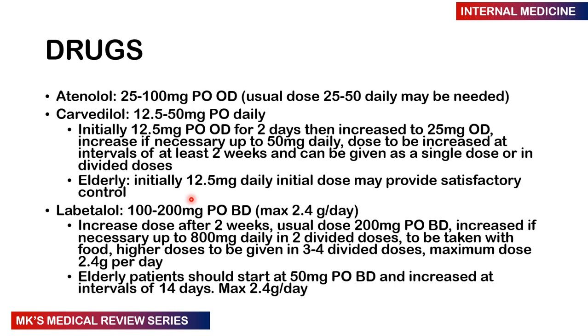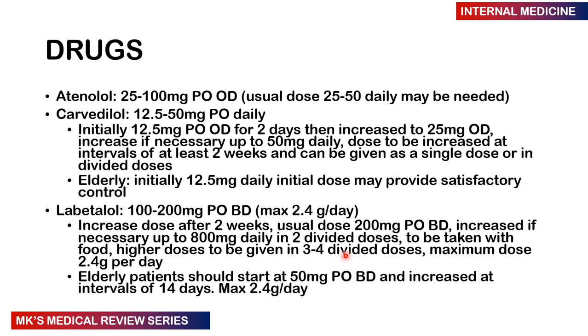Then with labetalol, we start off at 100 or 200 milligrams orally once a day. Then we increase at 2-week intervals. So the usual dose is roughly around 200 milligrams twice a day. We can increase it up to 800 milligrams in 2 divided doses, so 400 milligrams in the morning, 400 milligrams in the evening, to be taken, of course, with food. And then higher doses can be divided into 3 or even 4 equal divided doses.